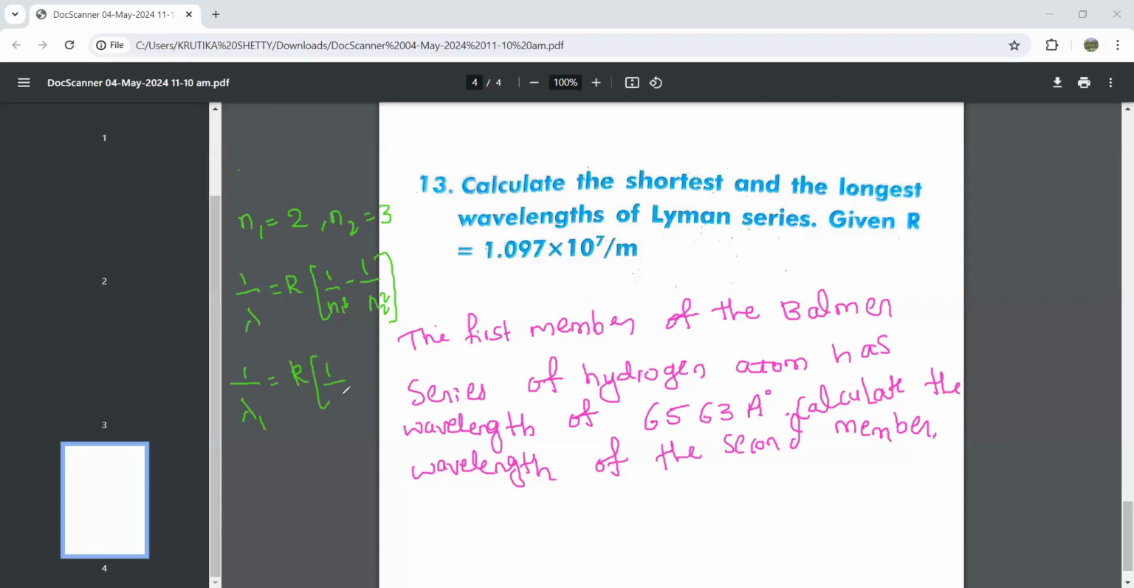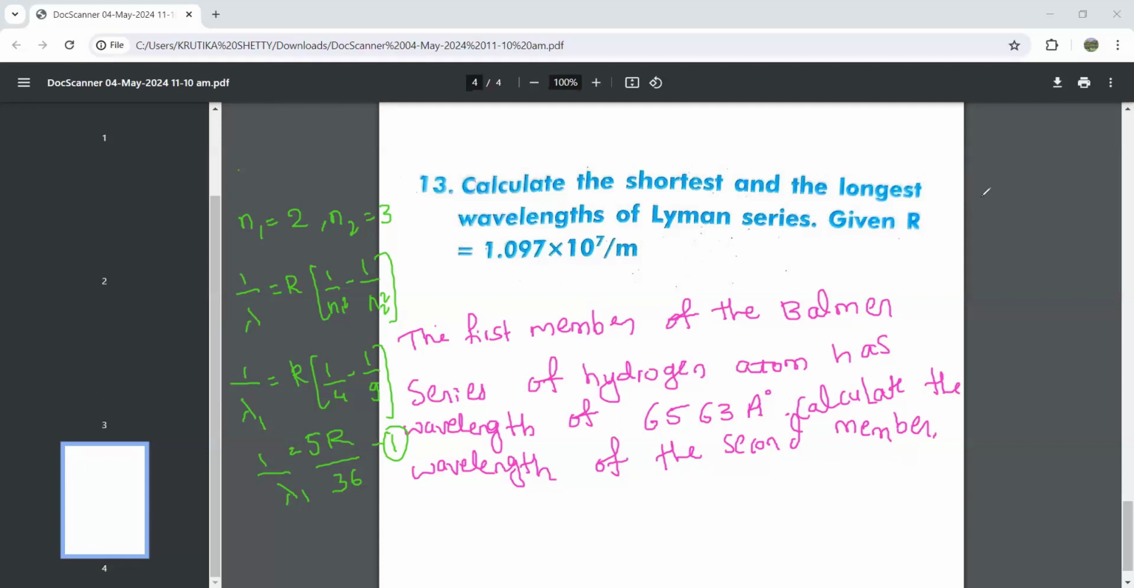So now 1 by lambda 1 is equal to R into bracket 1 divided by n1 square. n1 square is what? 2 square is 4, minus n2 square, 3 square is 9. So 1 by 4 minus 1 by 9. If I simplify this, it will be 5R divided by 36. This is 1 by lambda 1. Just keep it as equation 1. This is for the first member.